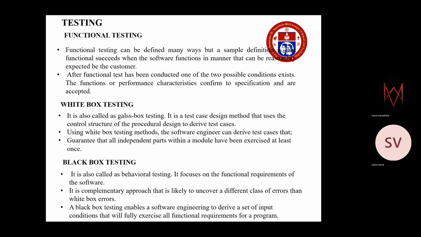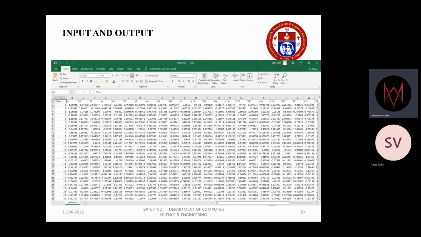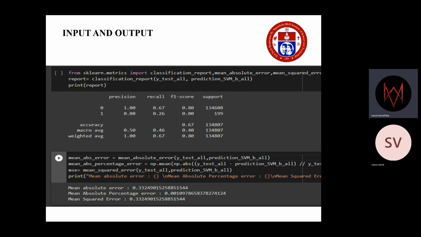White box testing is also known as glass box testing. In this testing, design methods can be used to control the structure of the procedure. Black box testing is also called behavioral testing. It is a complementary approach that is likely to uncover different classes of errors than white box testing. This is our dataset which was collected. After executing this dataset in Google Colab, we got this output, where we had used a support vector machine algorithm.